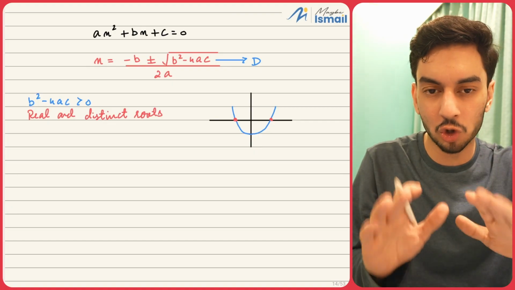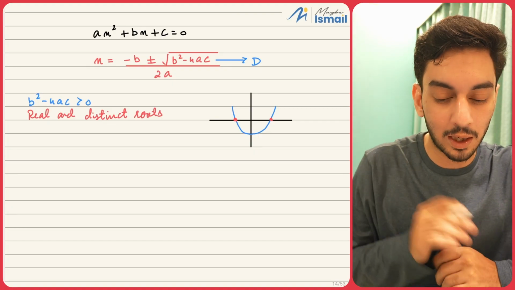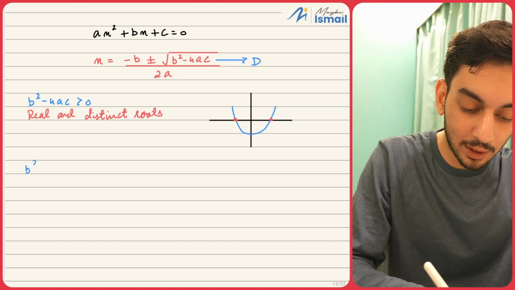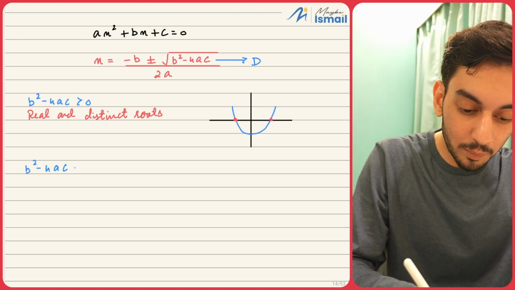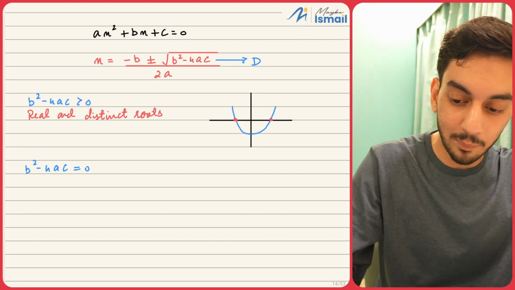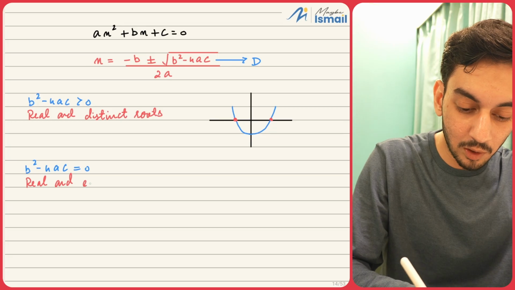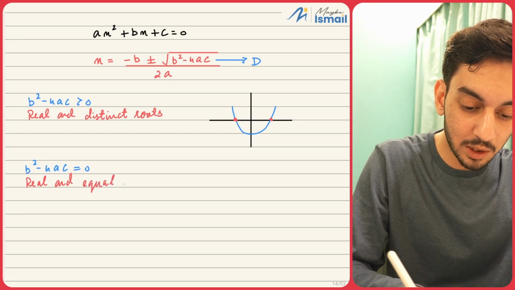Now it could be anything. I've just drawn a basic graph. The graph could move anywhere. Okay, so that's the first part. The second part is that b square minus 4ac could be equal to 0. When this happens, I get real and equal roots, or real and repeated roots.